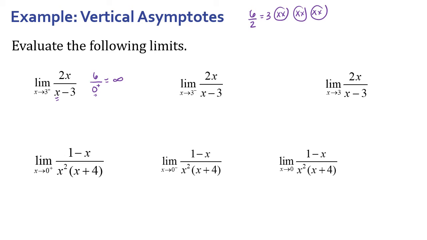There is an infinite amount of zeros that can be put into 6. So that's why these go to infinity or negative infinity. So this limit is infinity.